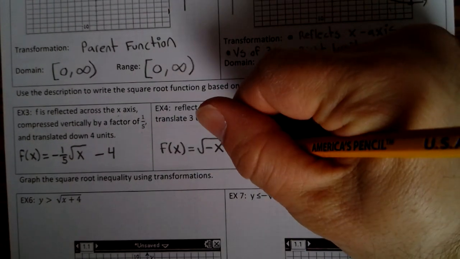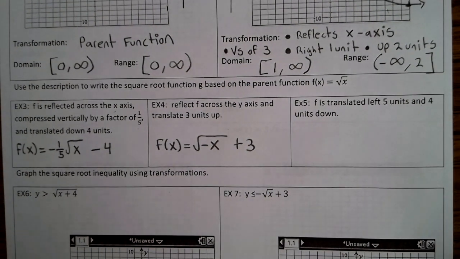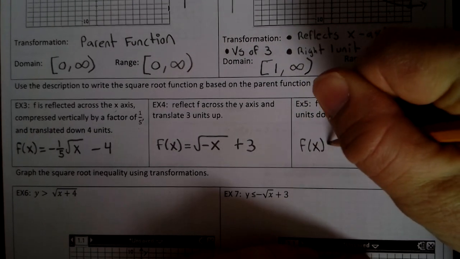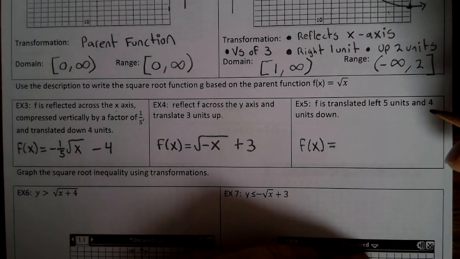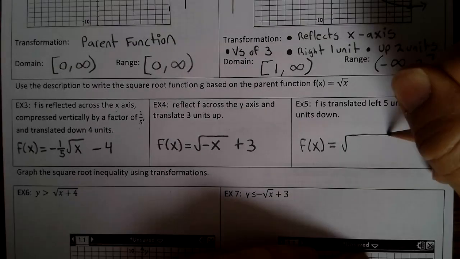Example 5. F is translated left 5 units and 4 units down. So that's f of x equals 5 units left. So it's opposite of what you think. So it's x plus 5, and then down is minus 4.